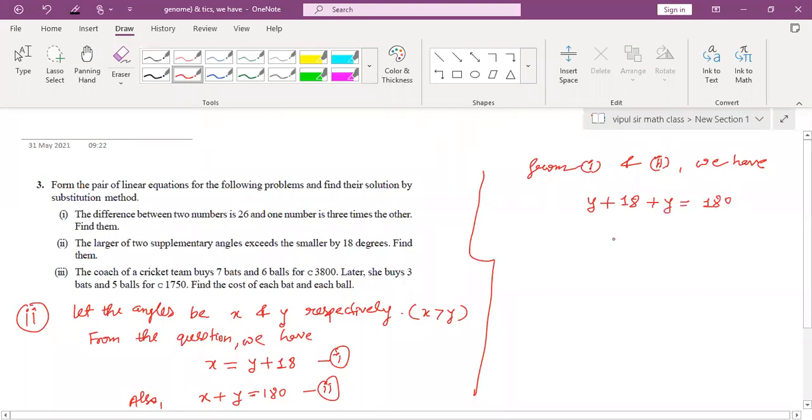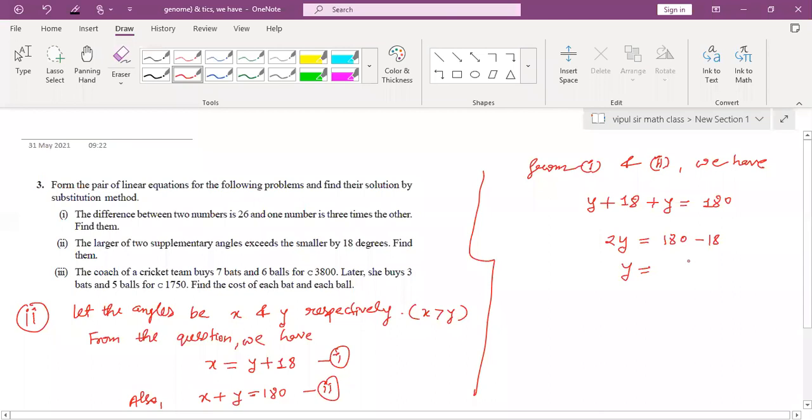Yes, speak. Your voice is not coming properly, speak. You can take y equals x minus 18. What are you saying? Say again. Sir, y equals x minus 18. Yes, you can take that, no problem. If you want to take y is equal to x minus 18, it's okay, no problem, you can take that one also.